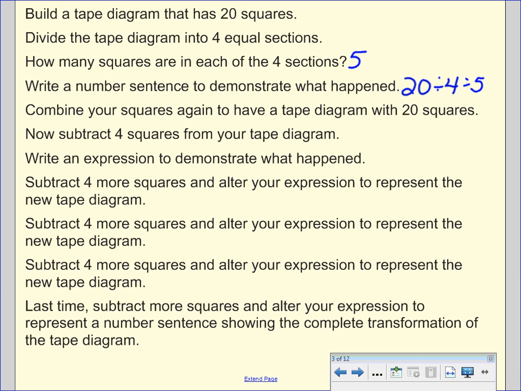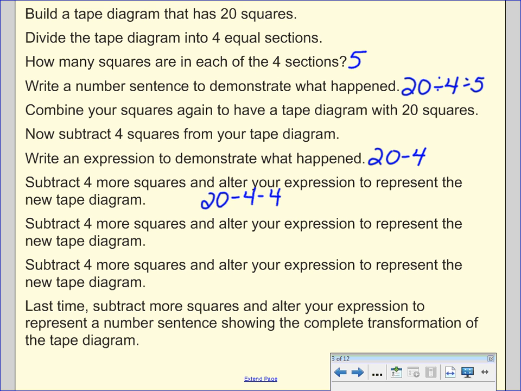Now put your squares back together to make the tape diagram of 20. Take 4 away. We have 20 minus 4. Take 4 away. Now take 4 more away. So now we have 20 minus 4 minus 4.